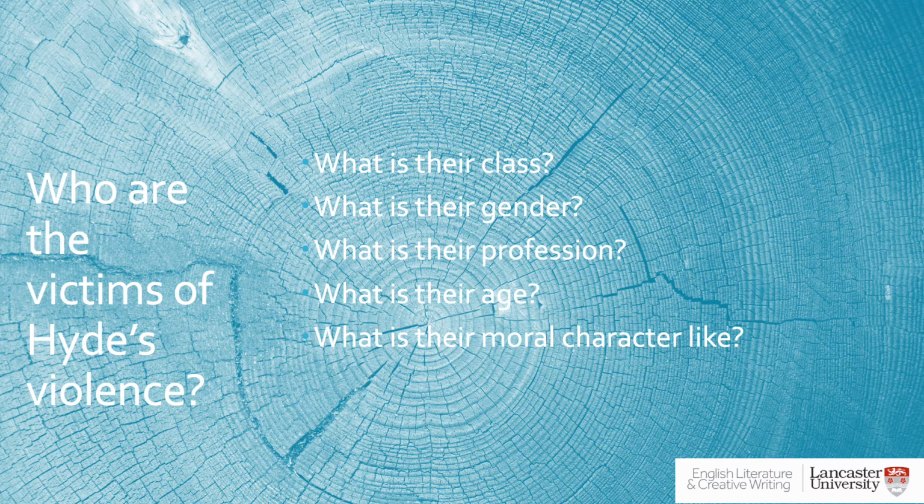Another way to think about evil and social categories is to ask, who are the victims of Hyde's violence? What social categories do they inhabit? What is their class? What is their gender? What is their profession? What is their age? And what is their moral character like? Pause the video now to write down your answers to these questions, and when you are ready, continue.